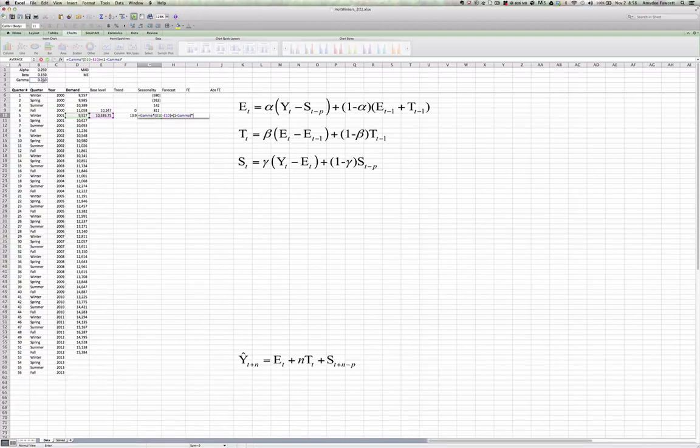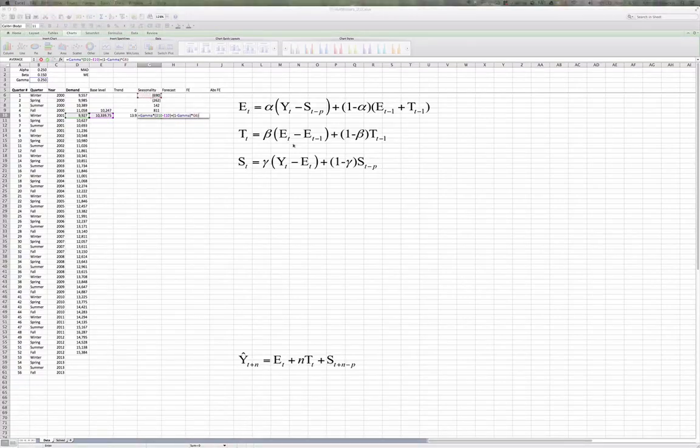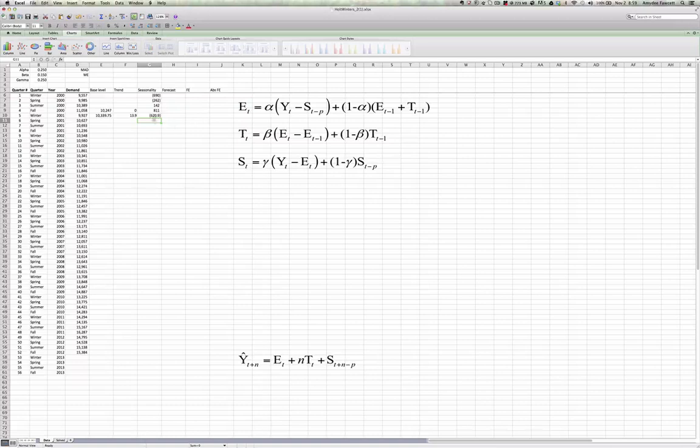So now I've implemented the weighted average calculations for base level, trend, and seasonality. And I can simply go ahead and copy these calculations all the way down throughout the remainder of the data set.